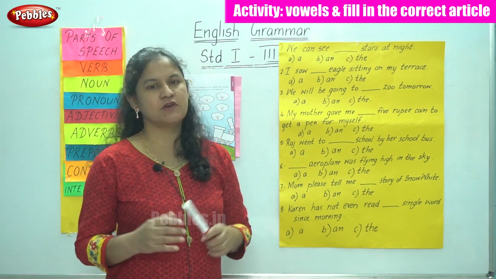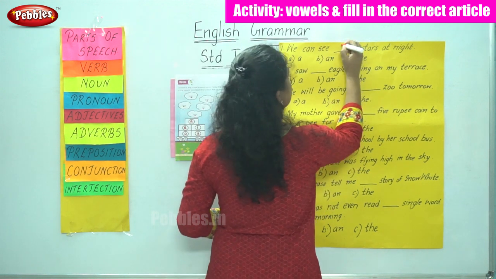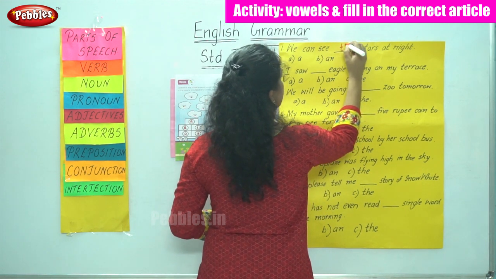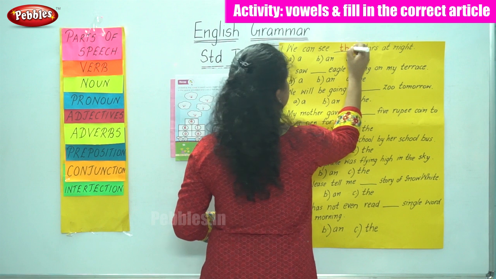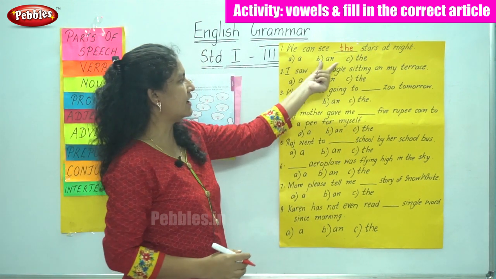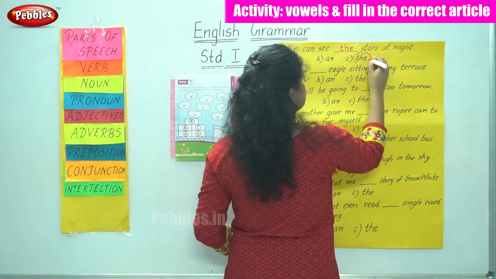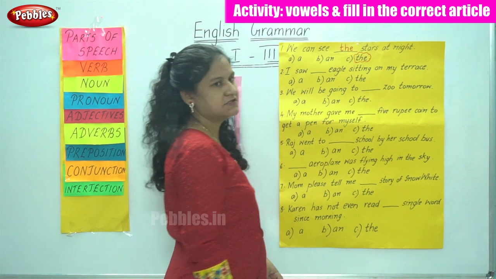So the is known as the definite article. So we use the. We can see the stars at night. So I use the article the. We can't use a or an. We use the article the. We can see the stars at night.